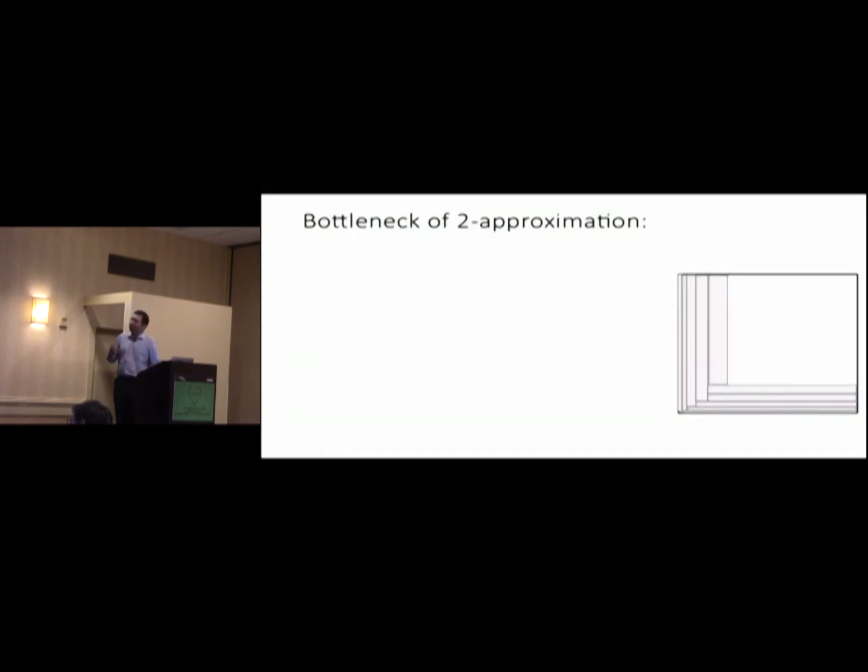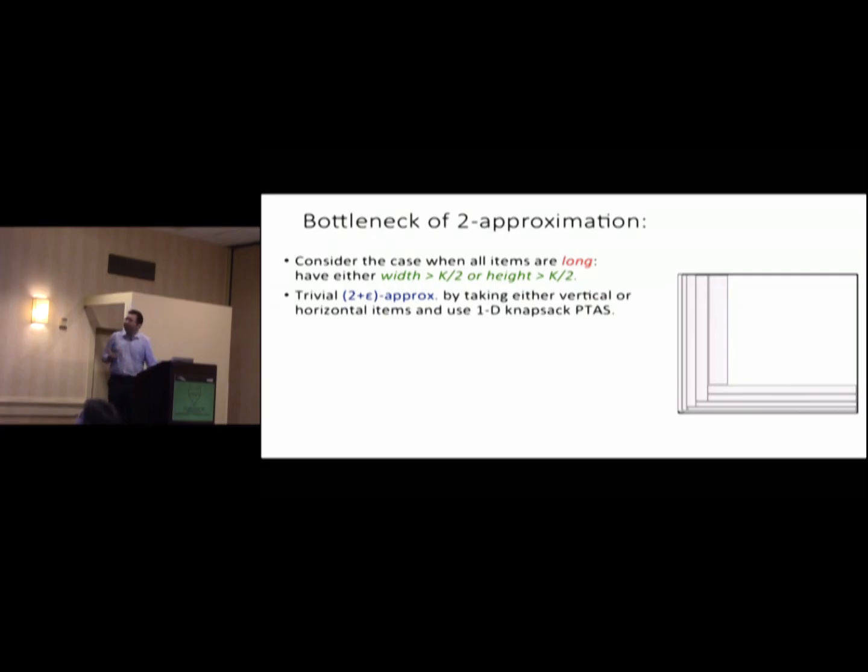But there is a bottleneck of 2 in this approach. So consider the case when all items are long. So they have either width more than k by 2, half of the knapsack size, or height more than k by 2. Then you can trivially obtain a 2 approximation by just taking either the vertical stack or horizontal stack and applying one-dimensional knapsack.